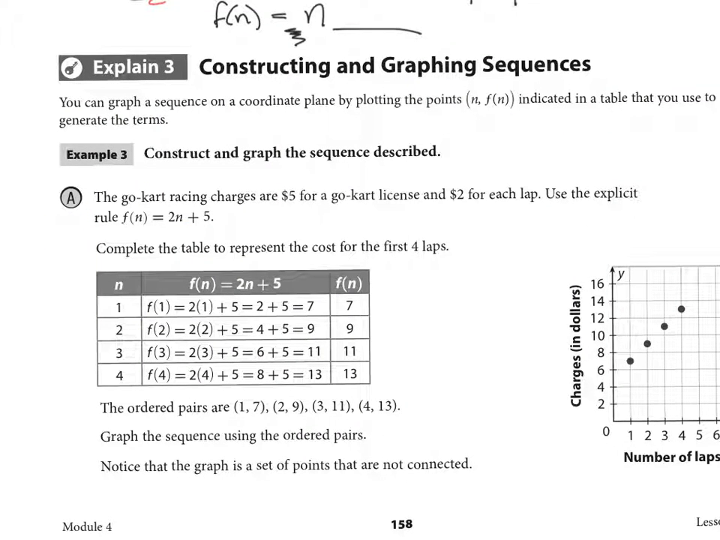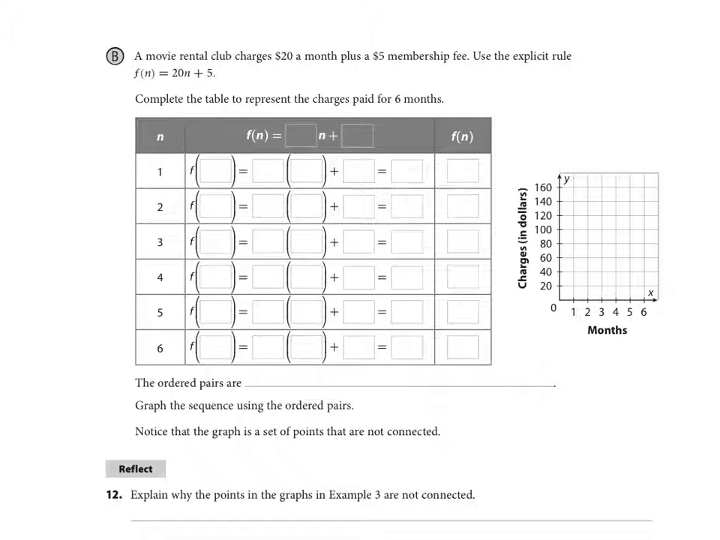All right, last thing, constructing and graphing sequences. What I'm going to do as we go through this is try to tie together how a recursive rule works with an explicit rule. Explicit rules are very, very easy to graph, and I'm going to show you how we can do that. Now, example A is completely worked out, so I'm going to skip that one to example B.